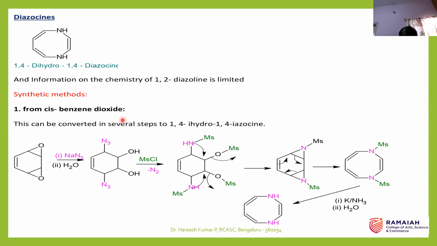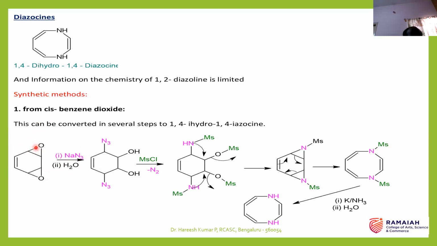It is possible to synthesize or prepare 1,4-diazocine starting with cis benzene dioxide. This epoxide is cis, this also is cis. When this is treated with sodium azide, sodium azide means Na plus N3 minus. N3 minus is a nucleophile. It will attack this carbon. One molecule will attack this carbon.